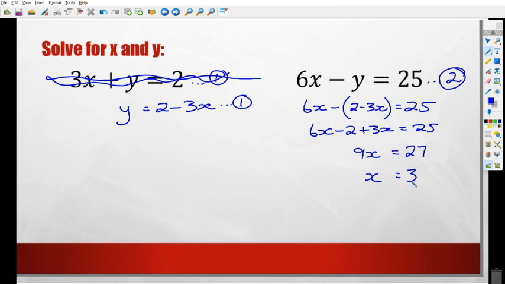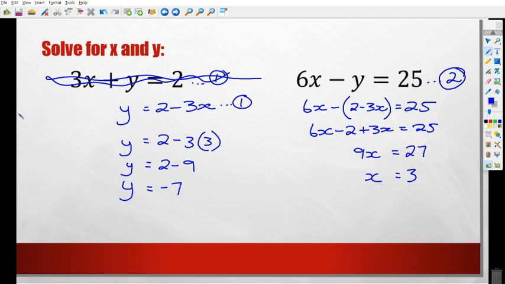Now I know what x is. I don't know what y is. What am I going to do? I'm going to substitute in x. So y is equal to 2 minus 3 times 3, which is 2 minus 9, negative 7.